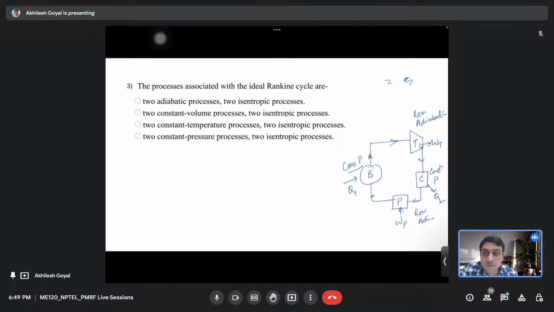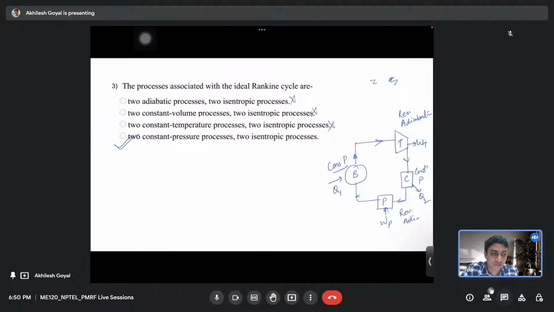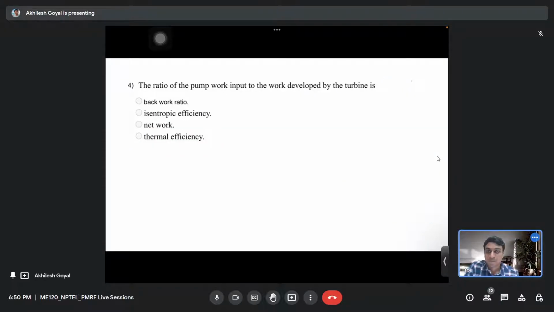So let's see option 1, two adiabatic process, two isentropic. This is wrong. Two constant volume, no, no constant volume process. Two constant temperature process, it is also wrong. Two constant pressure process, two isentropic process. So option D is correct. Yes, Vicky, your answer was right. Okay, let's move to the next question. The ratio of the pump work input to the work developed by the turbine is.